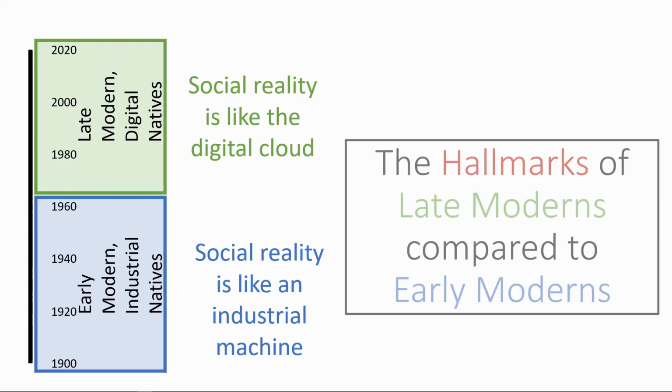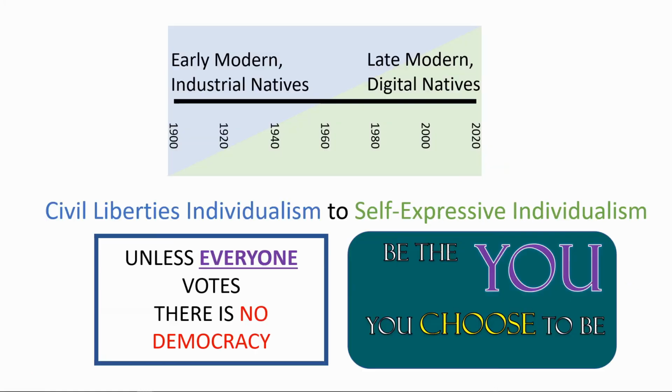Knowing all this, we can finally identify the key hallmarks of early moderns and late moderns. And now I'm talking about the people, not the society types. Or more accurately, I'm going to tell you what I think these key hallmarks are, and you can decide to what extent you agree or find them not as plausible. The first hallmark of late moderns is an increased prioritization of self-expressive individualism over civil liberties individualism.